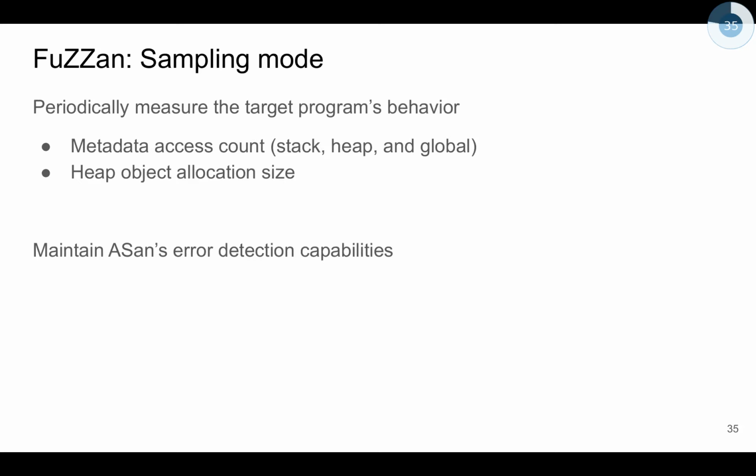So during the sampling mode, we measure the target program's behavior every 10,000 executions. We count the metadata accesses on the stack, heap, and global, and the size of the heap to then adjust towards the correct and best policy.